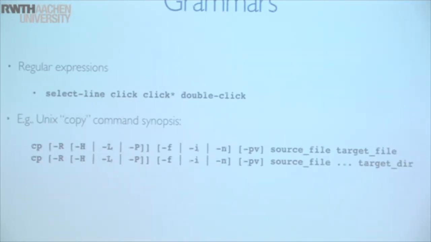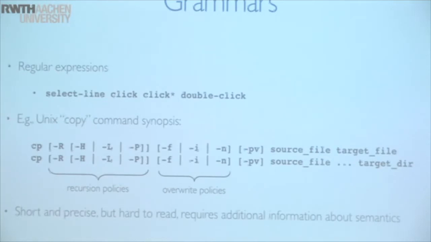But what we see here is it's telling us that the various parts, like, for example, the recursion policies and the override policies, are captured in these different things. It's short, it's precise, but it's not exactly easy to read. And it also requires additional information about semantics. What do I mean by that?